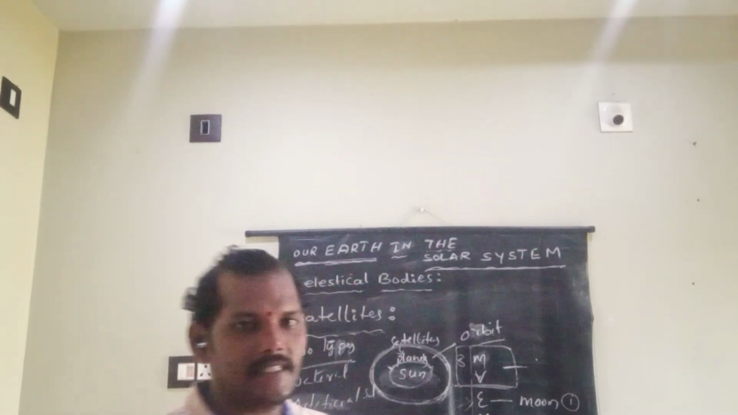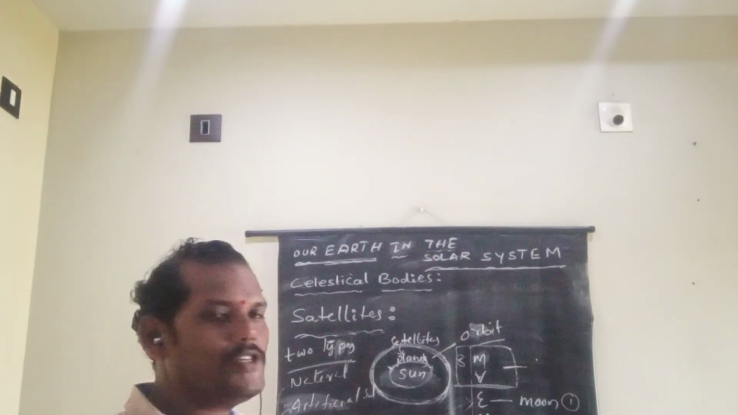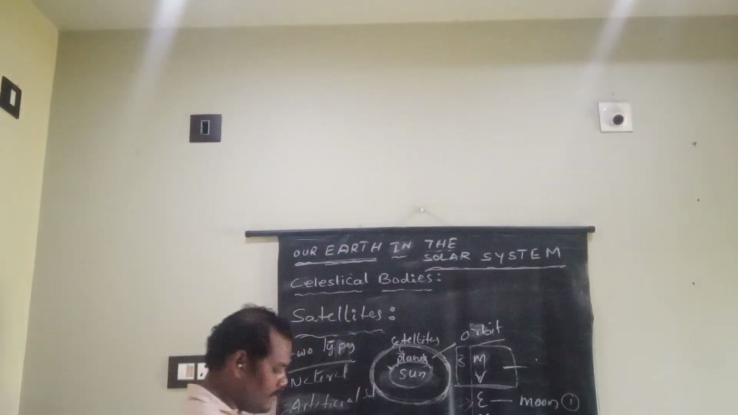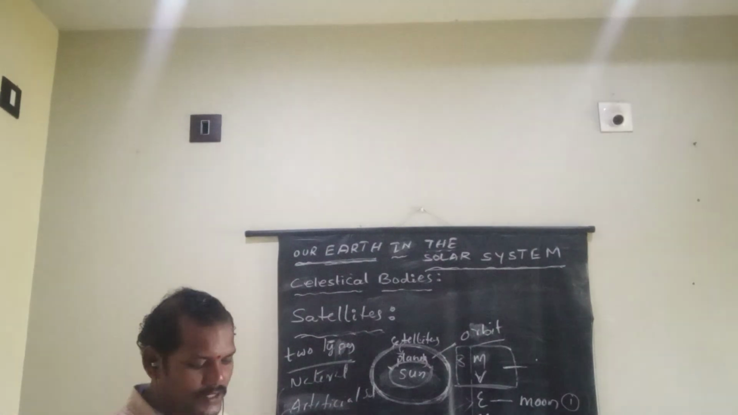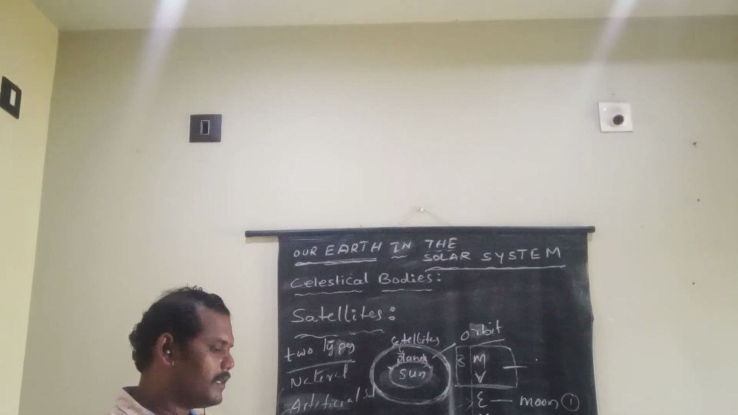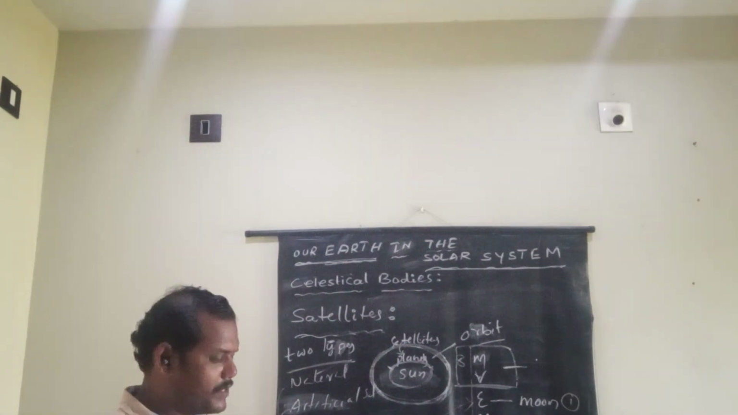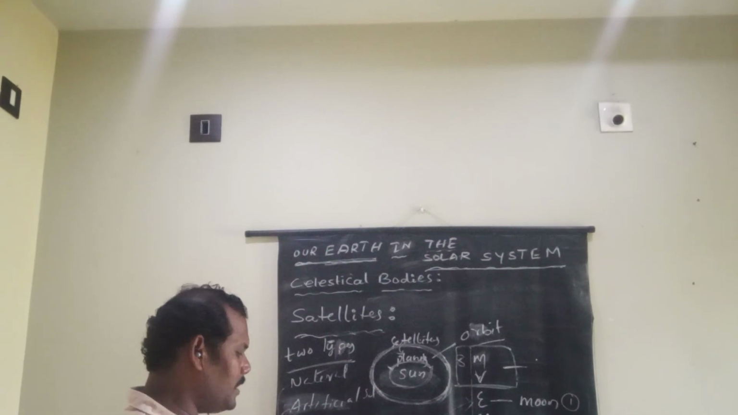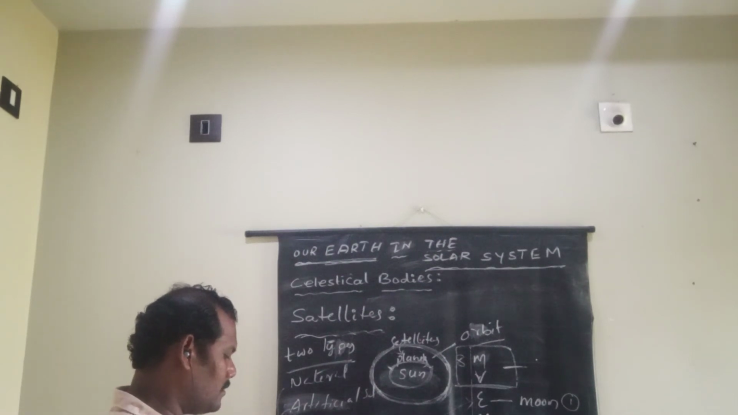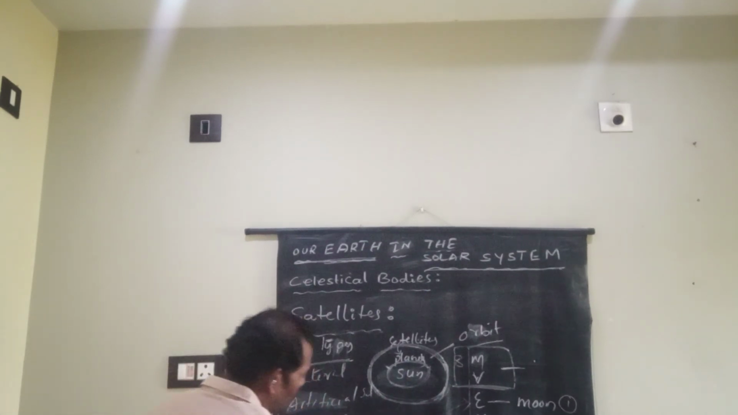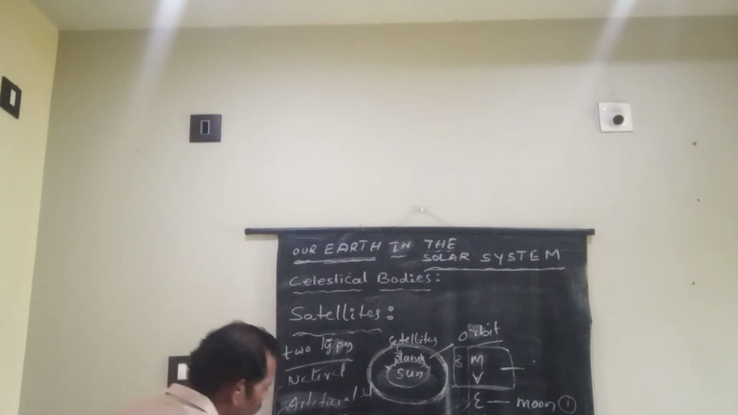The first artificial satellite was launched by Russia. Which country launched the first satellite? Russia was the first country to launch an artificial satellite. In which year? 1969. Okay, right. And the second one is America.